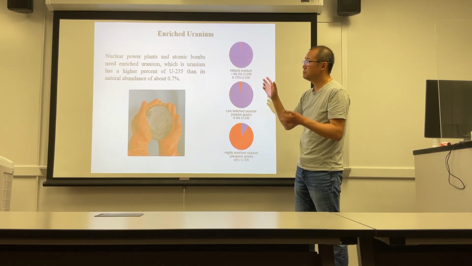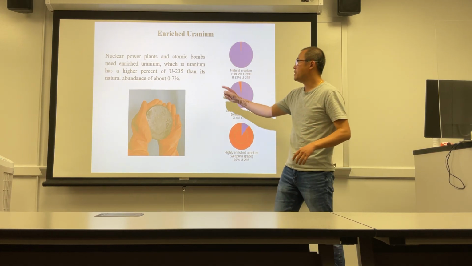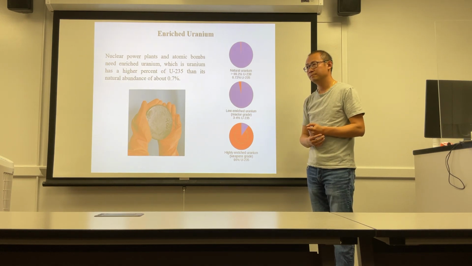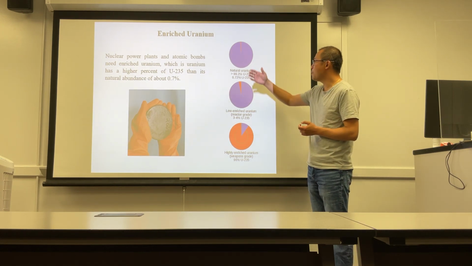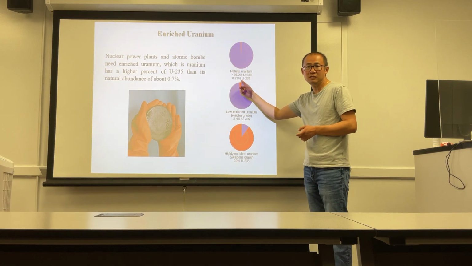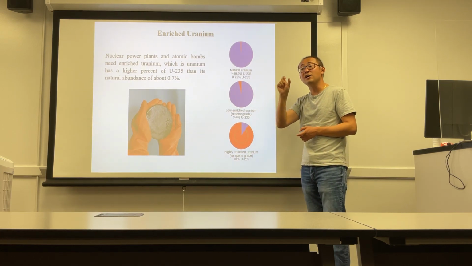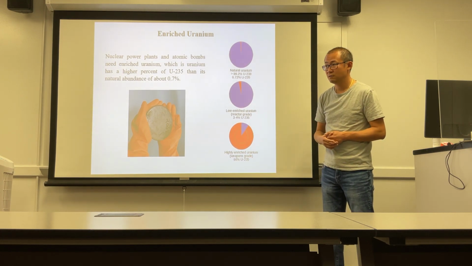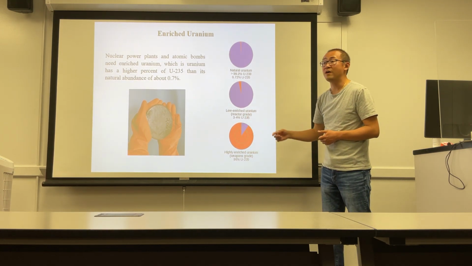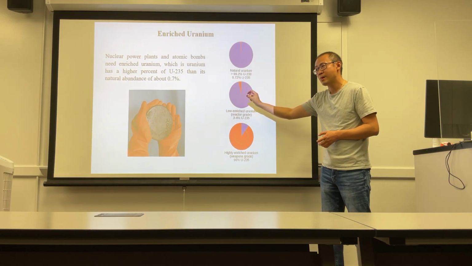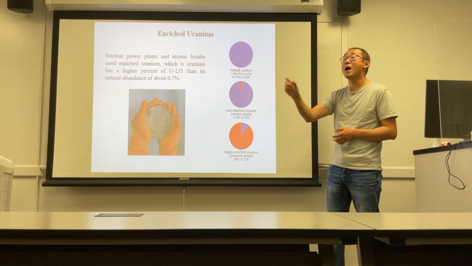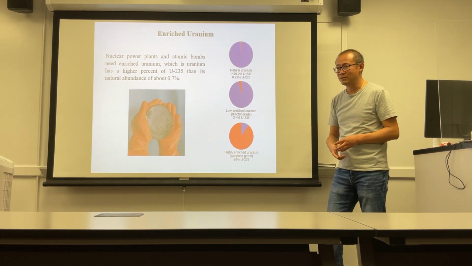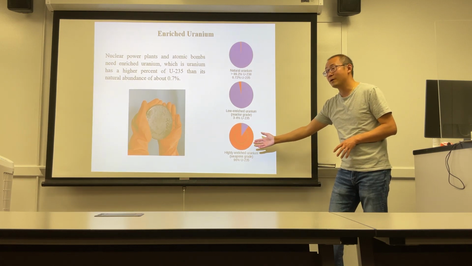And that increase, the percentage, is called enrichment, or enriching. Natural abundance is 0.72%. In order to be utilized as fuel in a nuclear power plant, you have to have at least 3 to 4% of uranium-235. That's a tiny percent. In order to have a weaponized uranium-235, you need what? 90%. That's an atomic bomb.